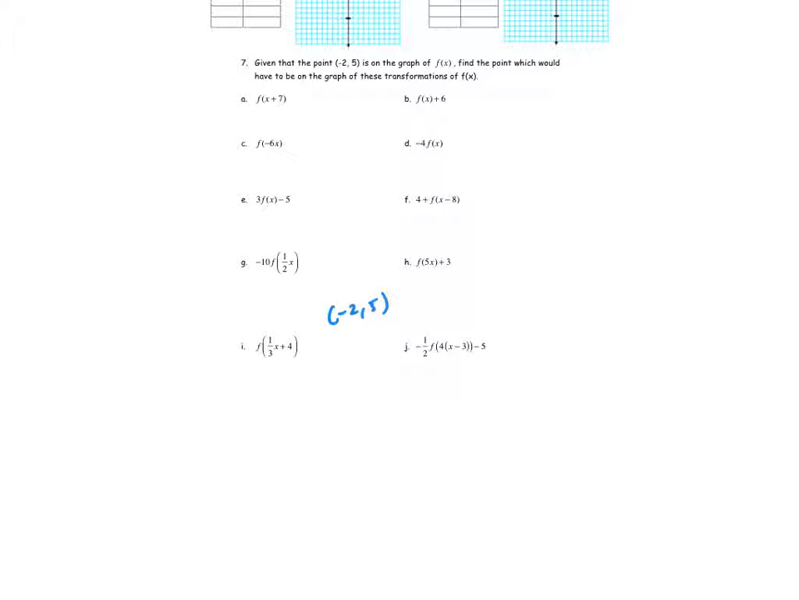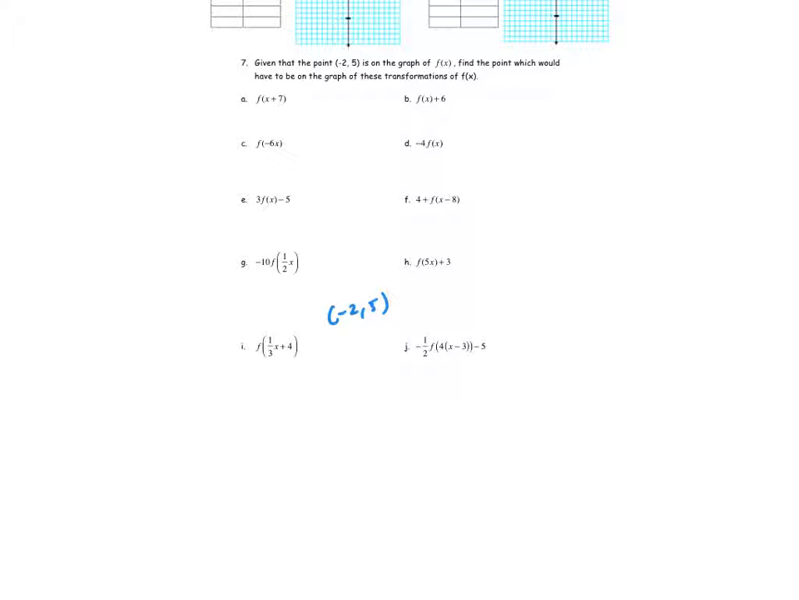This is a solution to number 7I and J from the 2.5 worksheet on translations and transformations of functions. We're going to go through this step by step and show how we identify the types of transformations. They can be translations or dilations, which are stretches and shrinks. I'm going to list those, how they affect x and y values, and then we're going to apply those changes to the point negative 2, 5.